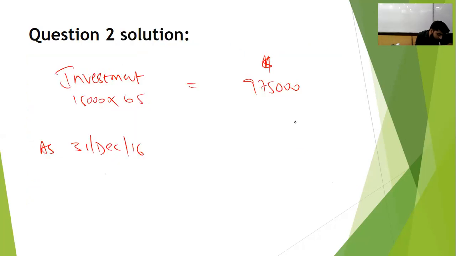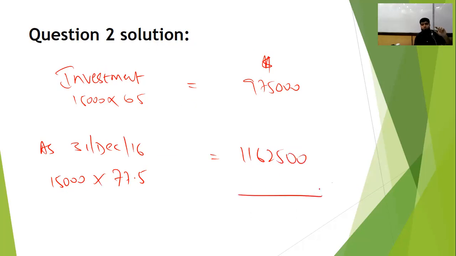So now the market value is 77.5 per share, and the number of shares we have is 15,000. So 15,000 into 77.5 per share makes 11,625,000. When we made the investment, the amount was 975,000, and today the fair value of this investment is 11,625,000. So there is a difference of 187,500. There is a fair value gain of 187,500.